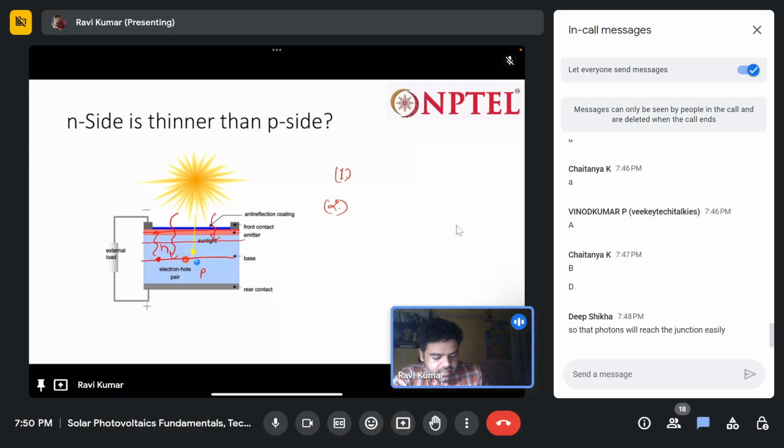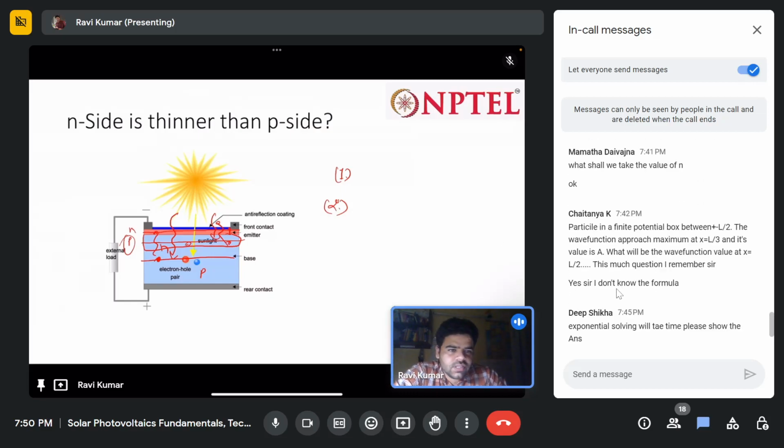if N is less and P is more, then the junction will be more towards this P side. So this junction will be deeper in the P side, and if it is deeper in the P side, then the generation of charge carriers will be more. And due to this thin N-type material, the charge carriers generated here will reach this metal. So that's why N-type is thinner as compared to the P side.